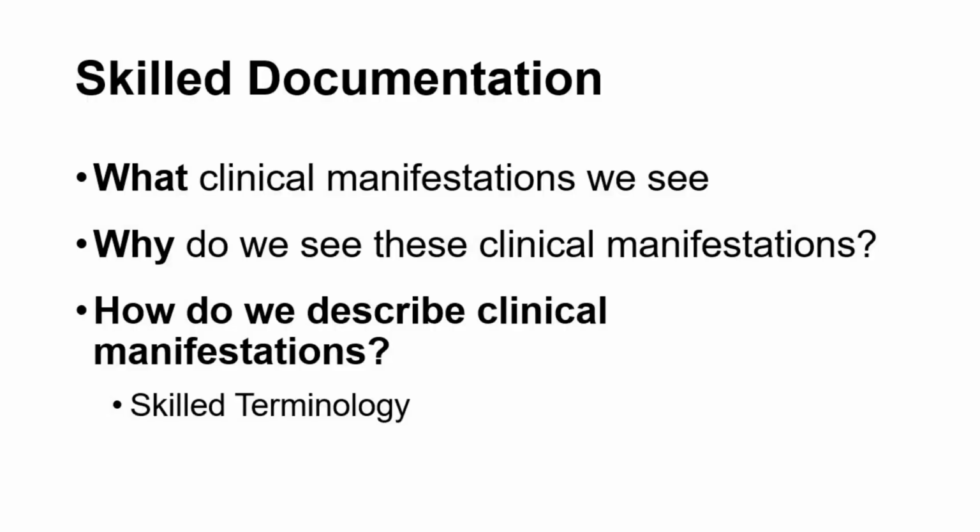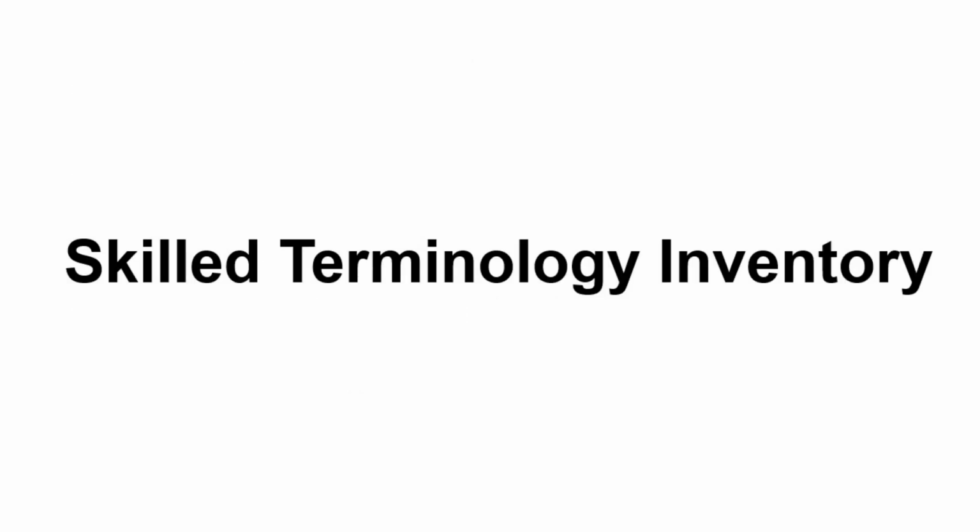Throughout this series, we have learned about the role of the cerebellum, clinical characteristics, tremors, screening tools, and now we're going to pivot for our medical professionals on standardized testing and skilled terminology. So for medical professionals, now that we have looked at what clinical manifestations we see and why we see these clinical manifestations, we're going to tap into how we describe them. To do this, we're going to look at a skilled terminology inventory from the OT practice framework that you can find linked in the description below.